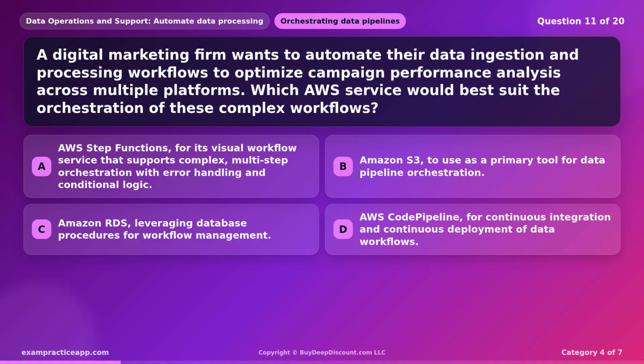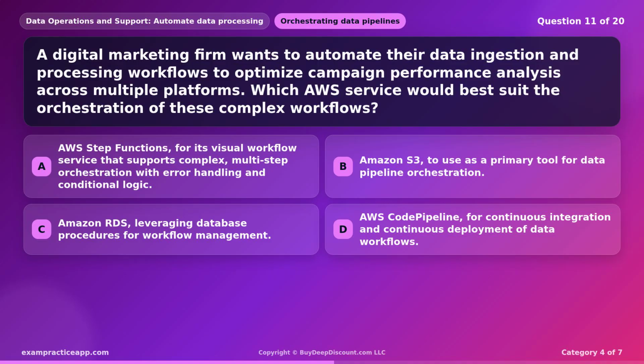Option A, AWS Step Functions, for its visual workflow service that supports complex, multi-step orchestration with error handling and conditional logic. Option B, Amazon S3, to use as a primary tool for data pipeline orchestration. Option C, Amazon RDS, leveraging database procedures for workflow management. Option D, AWS CodePipeline, for continuous integration and continuous deployment of data workflows. Take a moment to choose your answer.